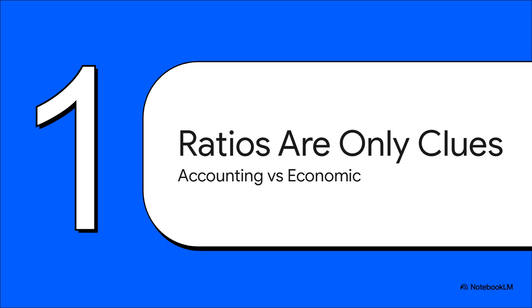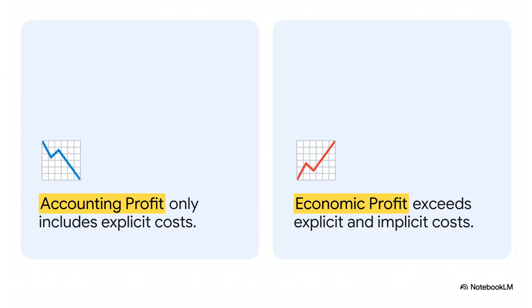Section 1. Ratios are only clues. Accounting versus economic reality. As a financial detective, you've got to remember that the inputs for your ratios matter just as much as the outputs. This is a huge fundamental limitation. Think about it. Ratios are built on accounting profit, which only includes explicit costs. The actual out-of-pocket expenses and depreciation recorded in the general ledger. But true economic profit? That's the excess of revenues over explicit and implicit costs, like opportunity costs. Because our standard financial ratios rely strictly on accounting profit, they just completely ignore the implicit costs of doing business. So right out of the gate, you are automatically getting an incomplete picture of a company's true economic health.